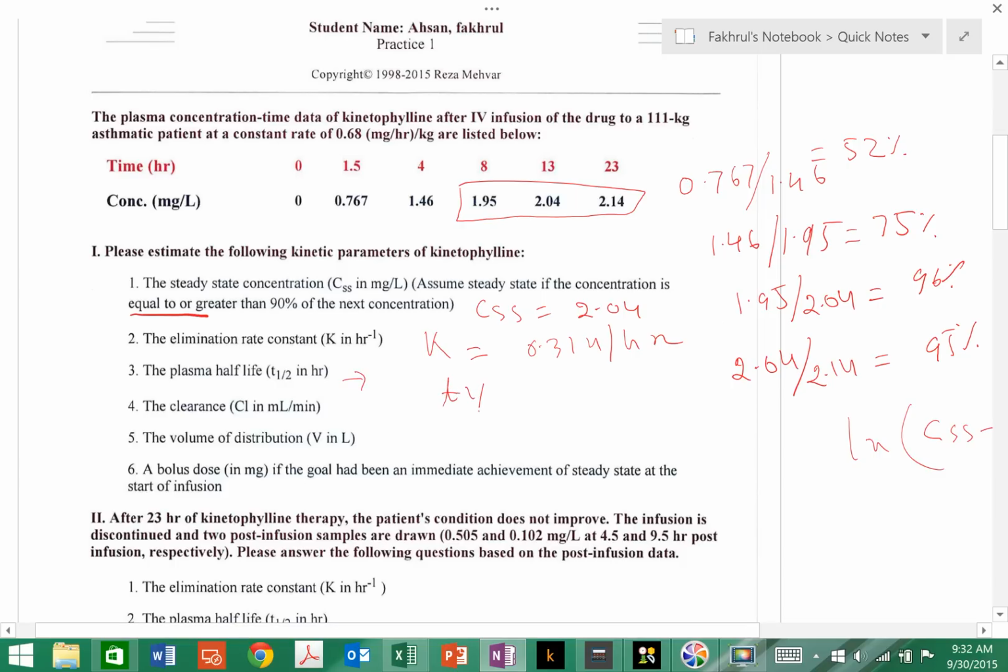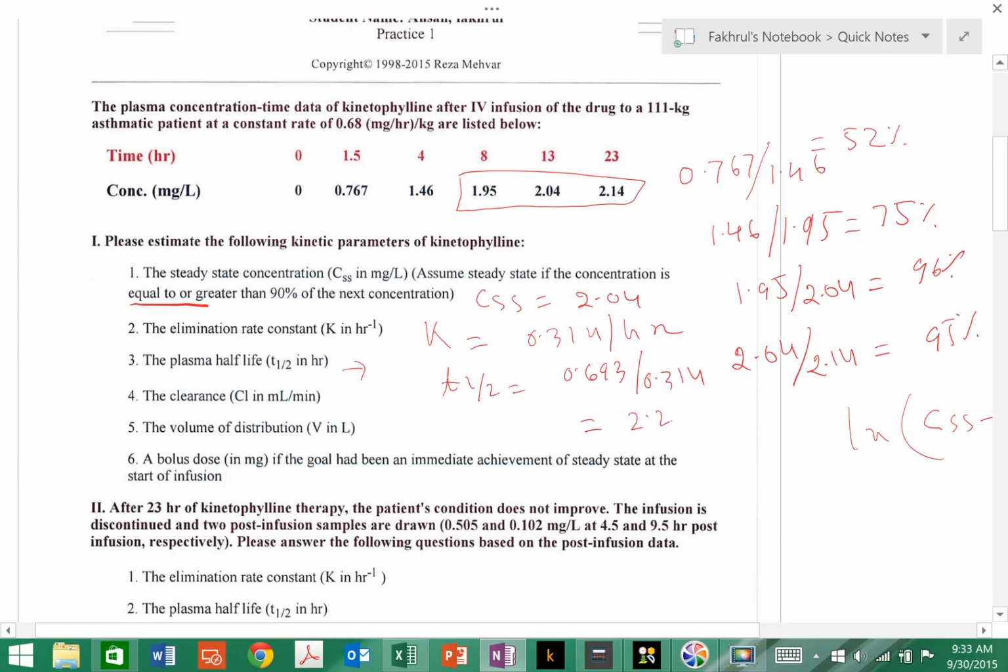T half is equal to 0.693 divided by K. K is 0.314. This should give you a value of, I think, 2.21 hours. So you have your K, you have your T half. Let's now clean this. We are now going to calculate clearance.